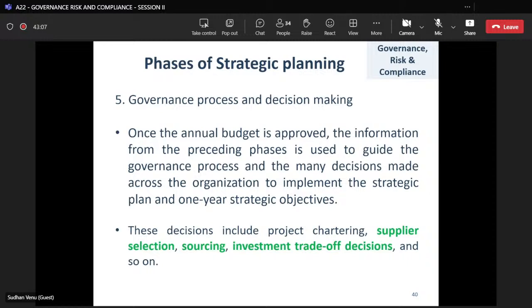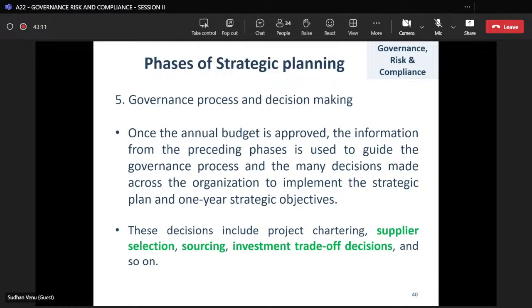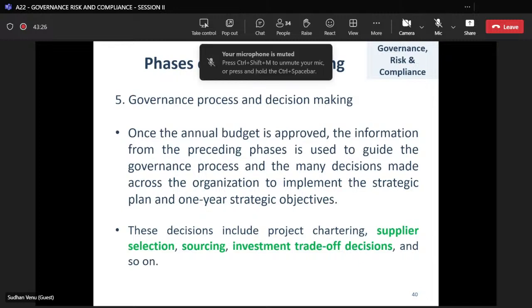How the process will be implemented, whether the governance will be effective or not, and what outcome we will be getting in terms of the decisions they take on the governance side. And once the annual budget is approved, the information from the preceding phases is used to guide the governance process and the many decisions made across the organization to implement the strategic plan and one year strategic objective.